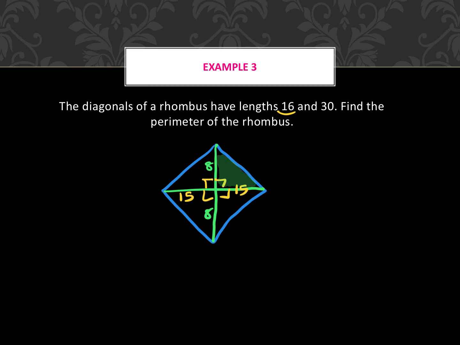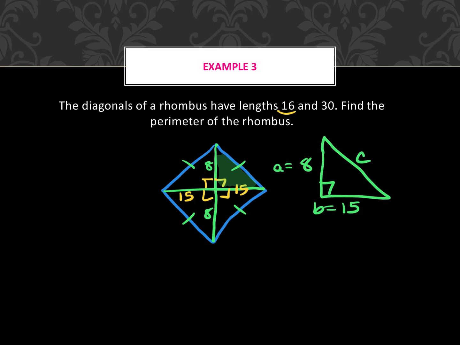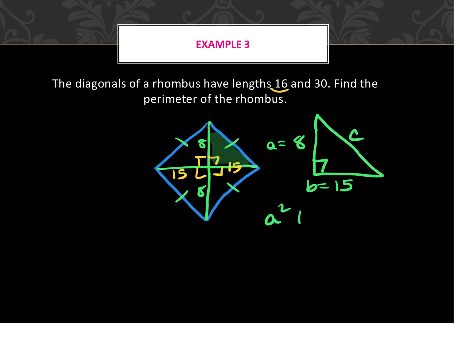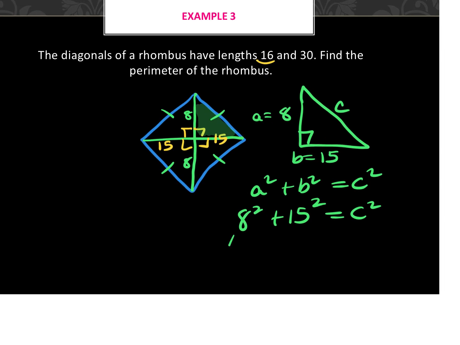It doesn't really matter. So if I pull it out, I'm trying to find the hypotenuse because that's going to give me the length of all 4 sides of my rhombus. And then I can go back and find the perimeter. So this is my A, this is my B, and this is my C. So again, A squared plus B squared equals C squared. 8 squared plus 15 squared equals C squared.